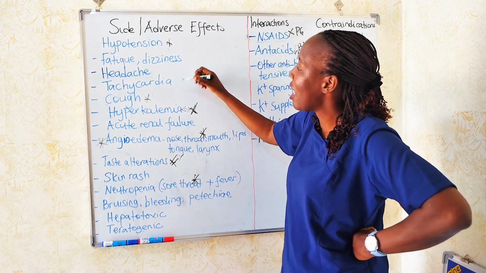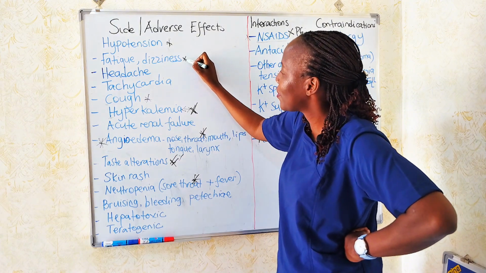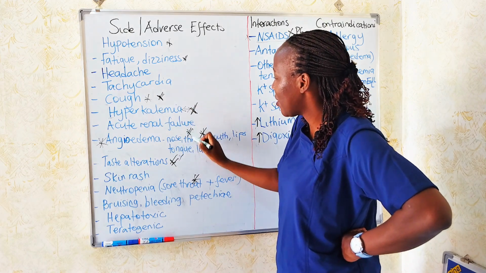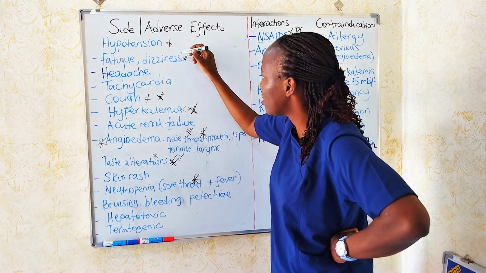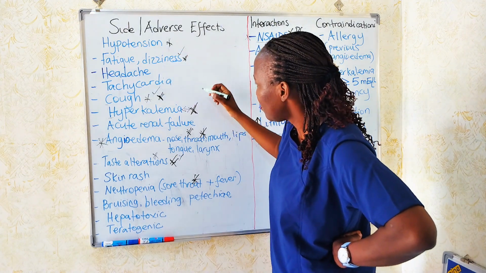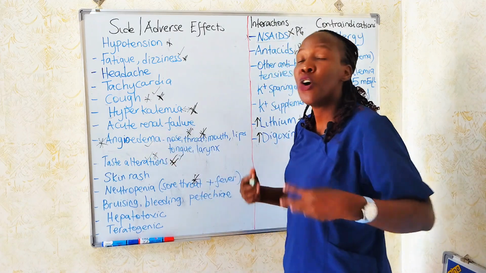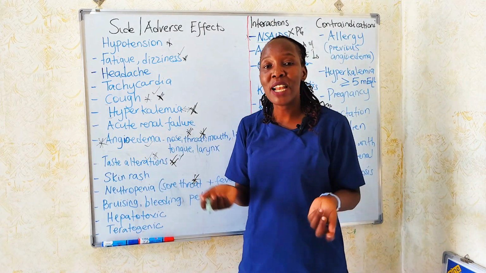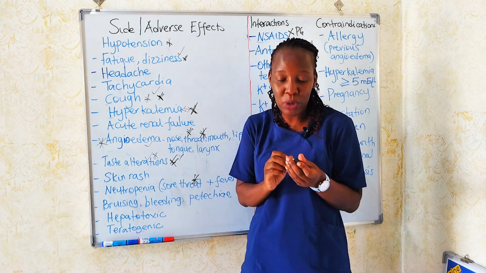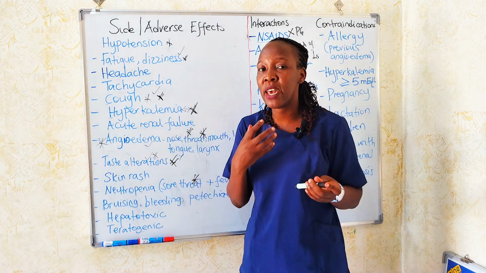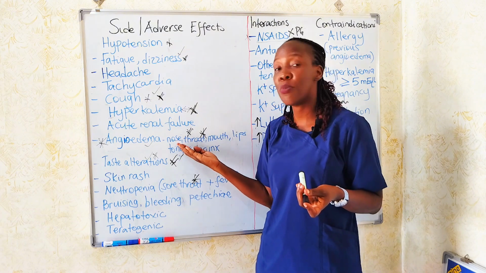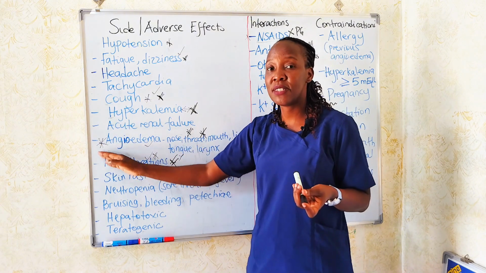So let's say we are having dizziness, we are having cough, we are having angioedema, and we are having taste alterations. Which client will you see first? Your client who is likely to deteriorate if you don't see them immediately, or if you don't do anything immediately, is a client with an airway problem. And angioedema presents an airway compromise risk. So this is a client that you see first.